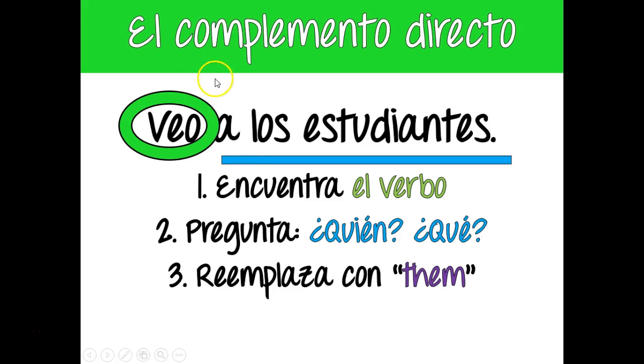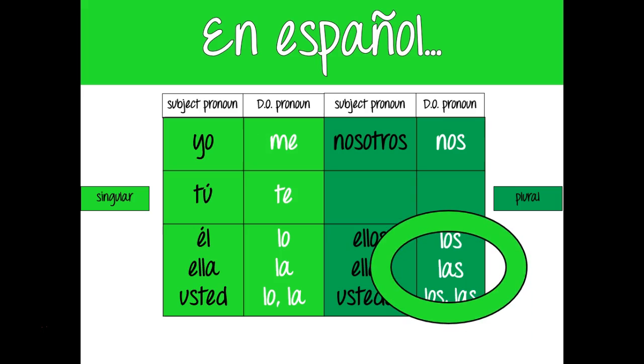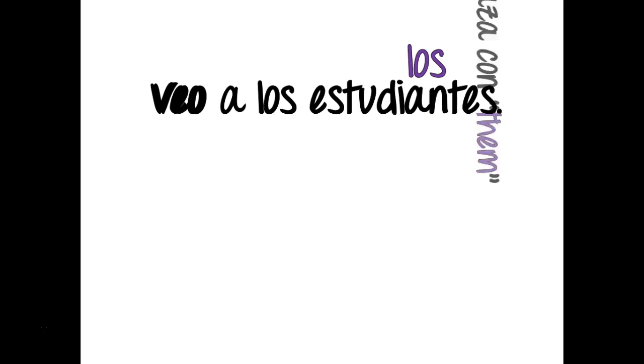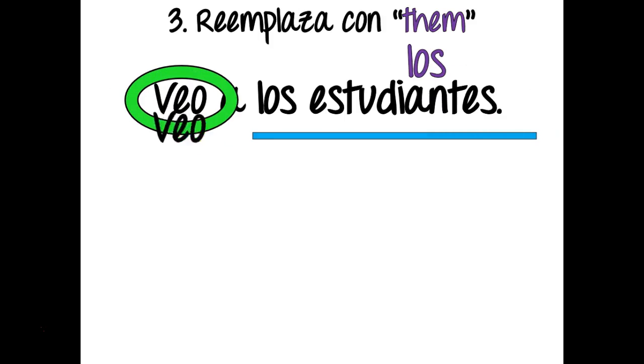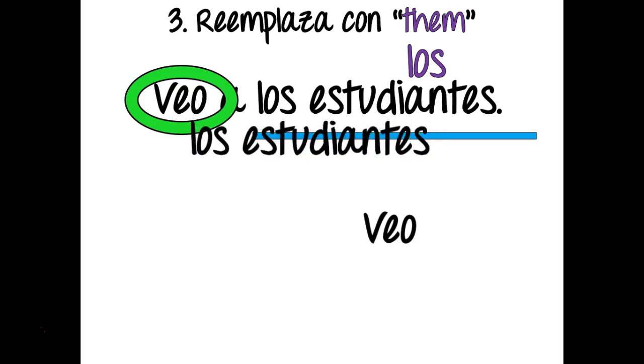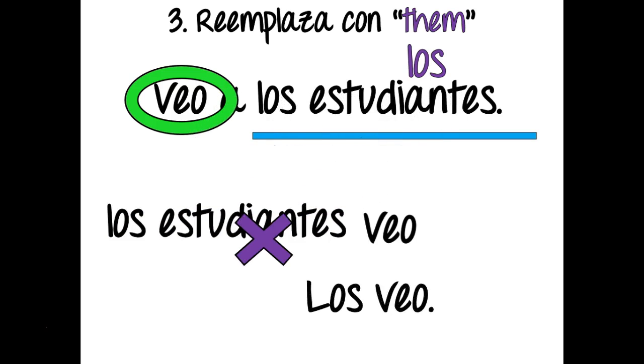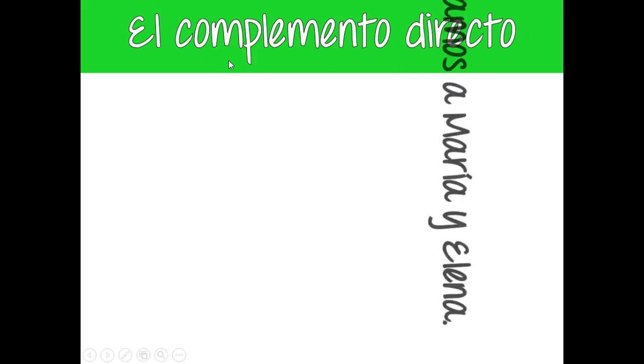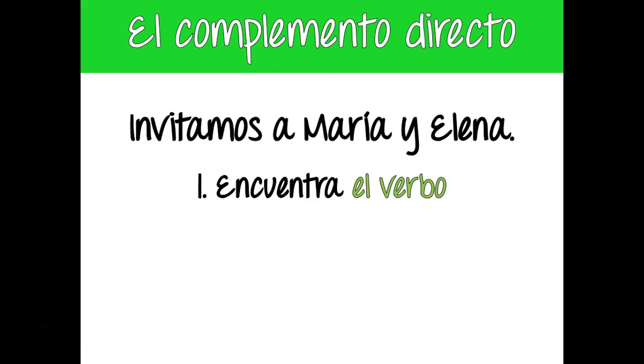But notice that I've underlined this a as well. We're actually going to replace that whole phrase. So once again, we go to our chart. We're replacing it with los because it's a group of students and there's boys and girls in the group. So we're going to replace with los. Our verb moves forward. Obviously, we're going to replace it with this los. And so our final very short sentence is los veo. Notice that the a went away. The a is basically called a personal a.